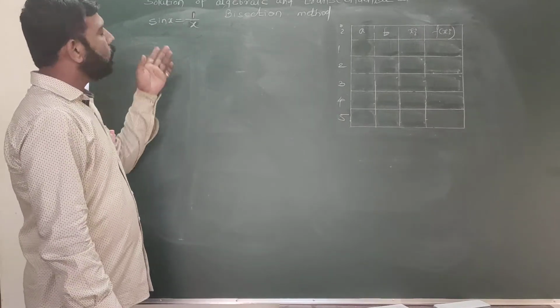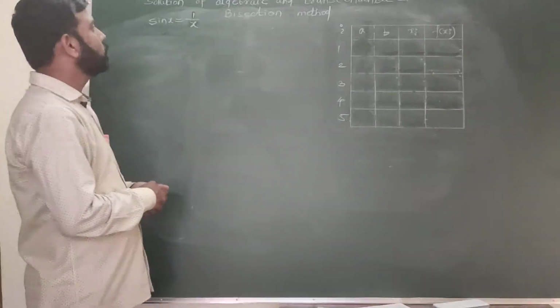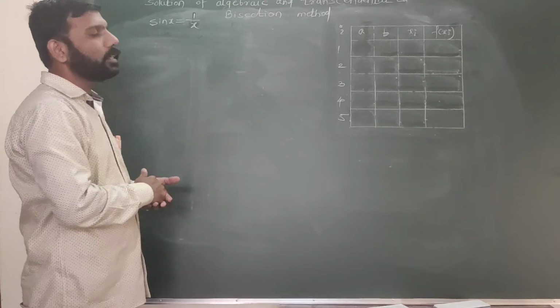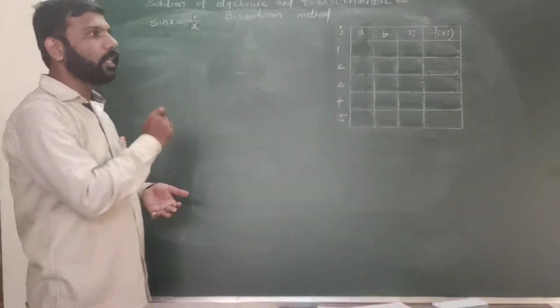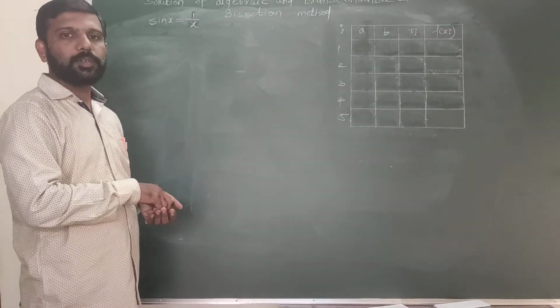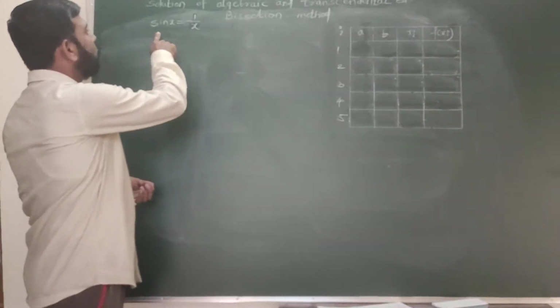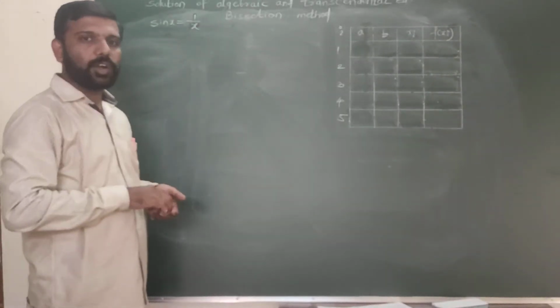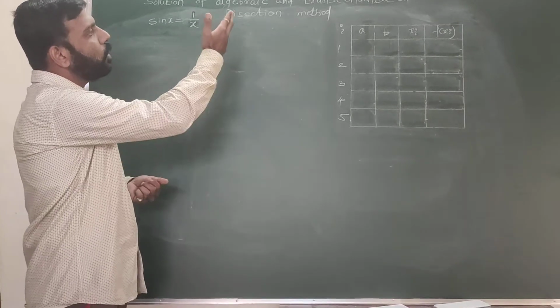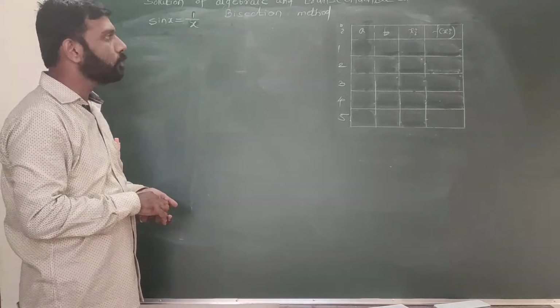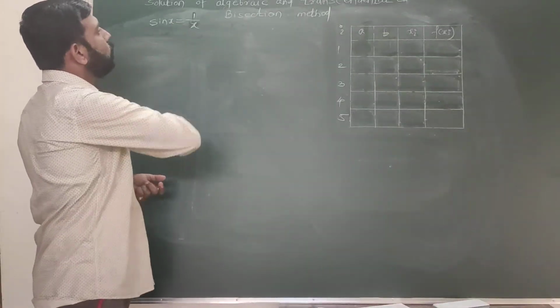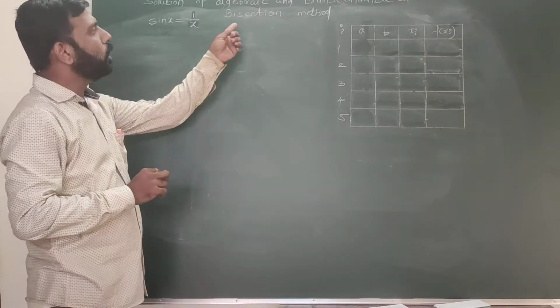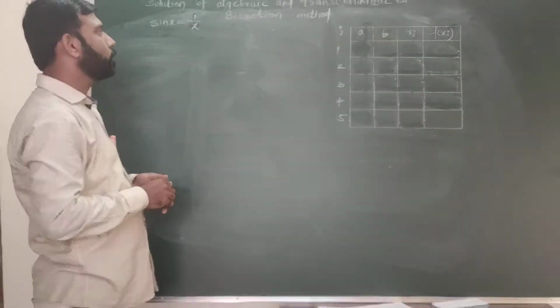We have taken one example, sin of x equal to 1 upon x. Now this equation is a transcendental equation. The equations which contain non-algebraic terms like trigonometric, exponential, logarithmic are called transcendental equations. So this transcendental equation we'll try to solve by using the bisection method.